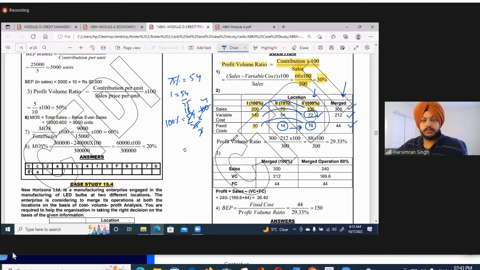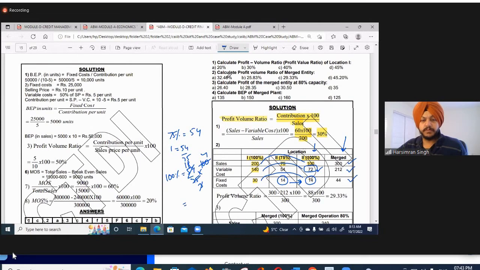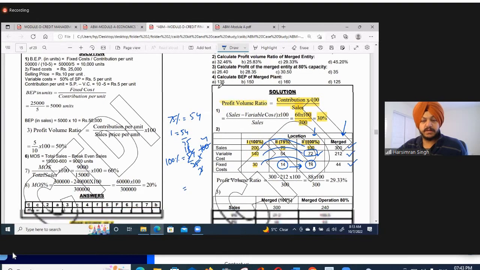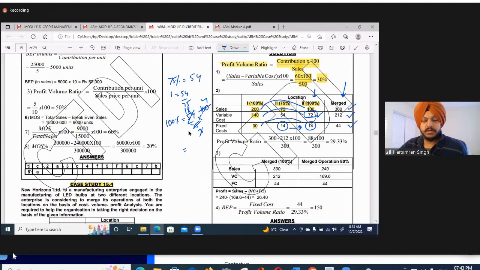Now come to question number 2. What is the PV ratio of merged entity? So you have the formula. Contribution is sales minus variable cost. It will be 88 divided by sales 300 into 100. This is your PV ratio of the merged entity.